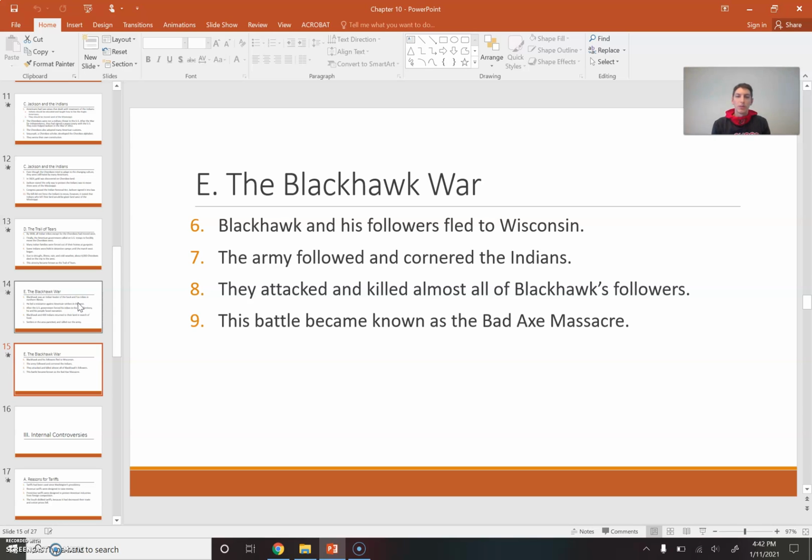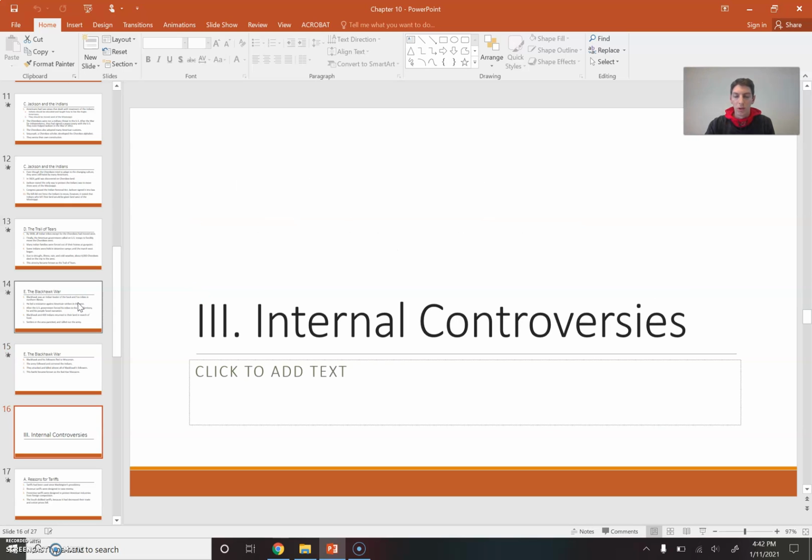And so they killed almost all of Black Hawk's followers. So this battle, where Black Hawk and most of his followers were killed, became known as the Bad Axe Massacre. So our relations with the Indians are pretty strained, I would say, at this point. Not only with the Trail of Tears, but with the Black Hawk War.